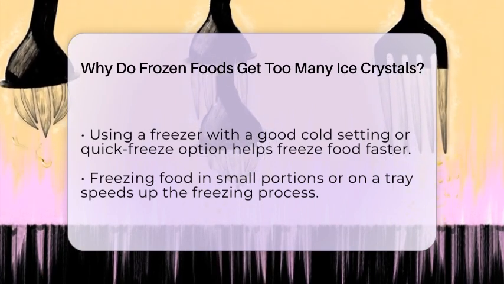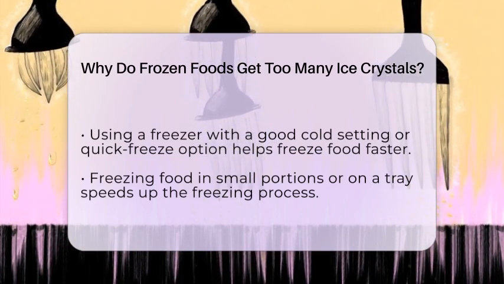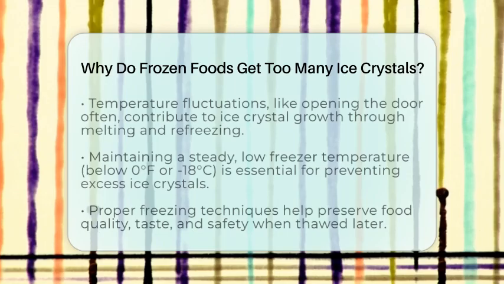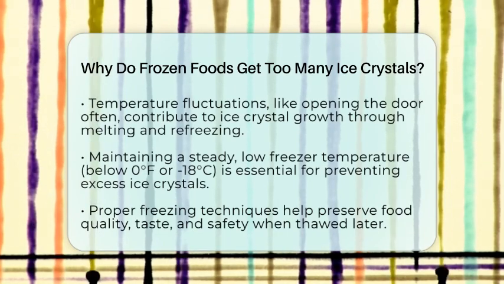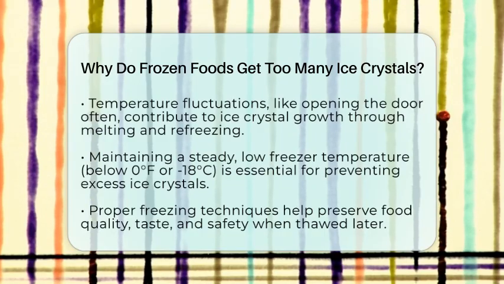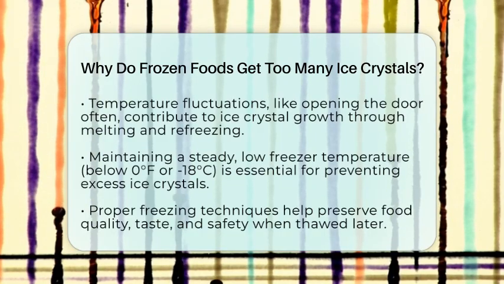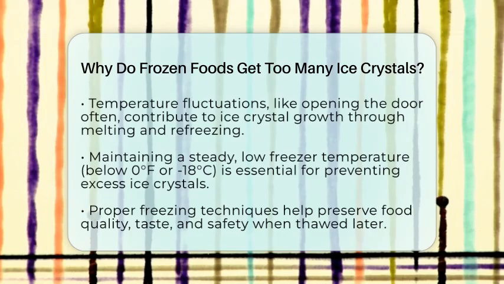Rapid freezing is the best way to keep ice crystals small. If you have a deep freezer or a freezer with a quick freeze setting, use it. Placing food in small portions or on a tray to freeze quickly before transferring to storage also helps. This way, the water inside the food turns into tiny crystals, preserving the texture and taste.